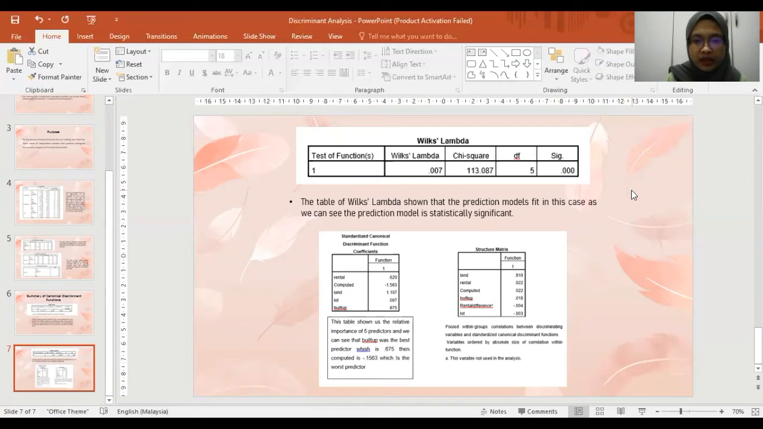And the standardized canonical discriminant function coefficients table shows us the relative importance of the 5 predictors, and we can see build-up was the best predictor, which is 0.675, then competitor is negative 0.1563, which is the worst predictor. And the structure matrix table is the pooled within-groups correlation between discriminating variables and standardized canonical discriminant functions, ordered by absolute size of correlation within function. And this variable is not used in the analysis.